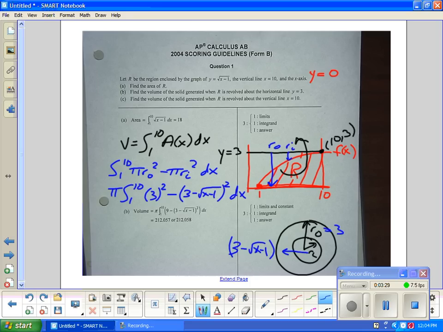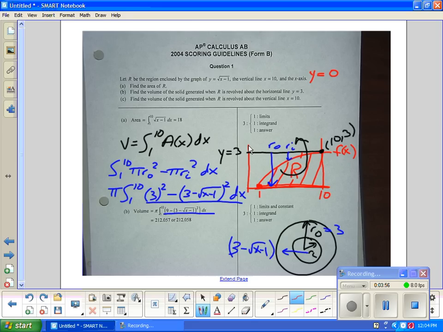Limits and constant, pi and 1 to 10, is worth a point. Okay, there's one of them. The integrand, they would give you a point for mine too. Mine would give you that. 3 squared is 9. And the answer, 212.057 or 212.058. And again, the TI calculator would do that, and I'd write that note. Here's where we stand.